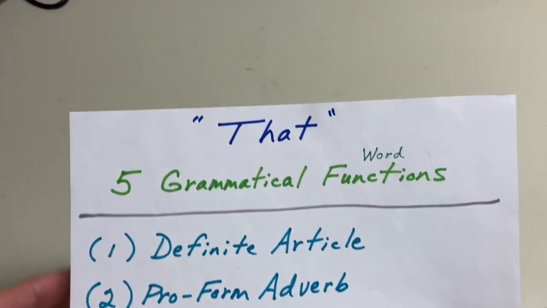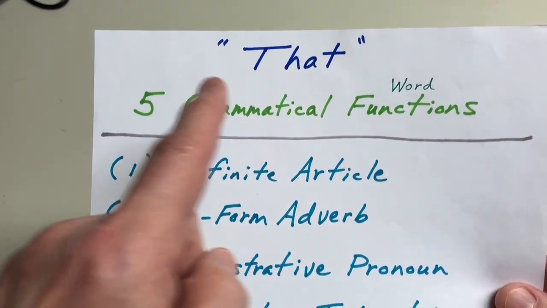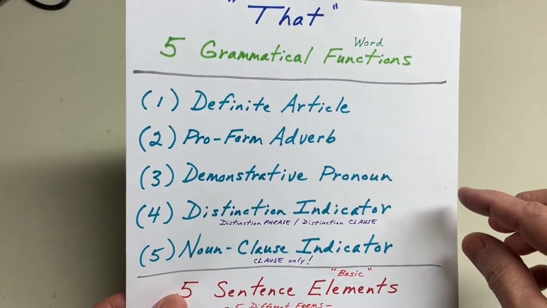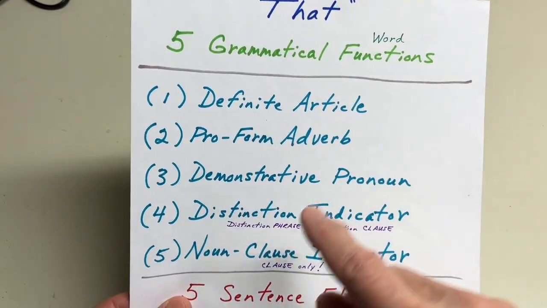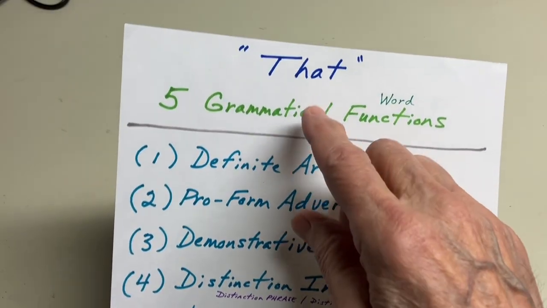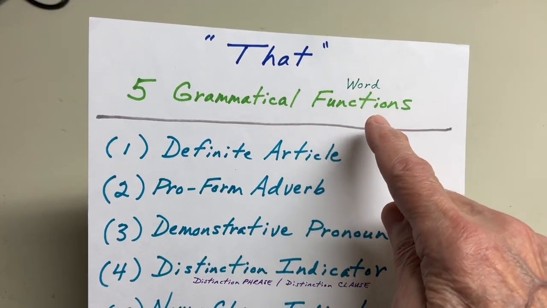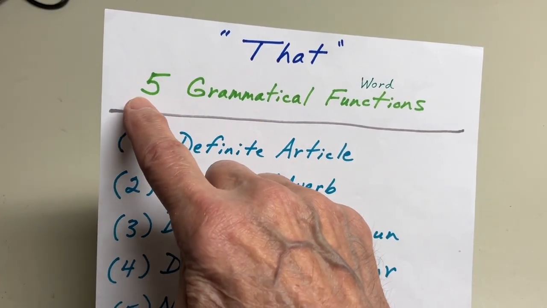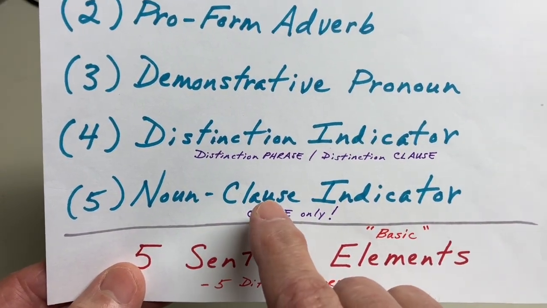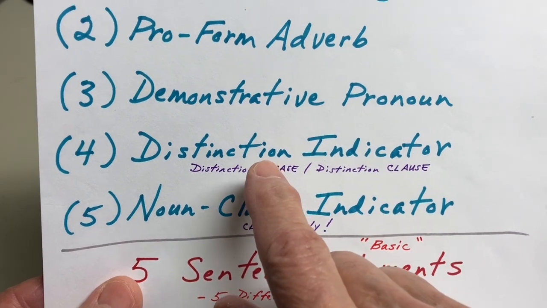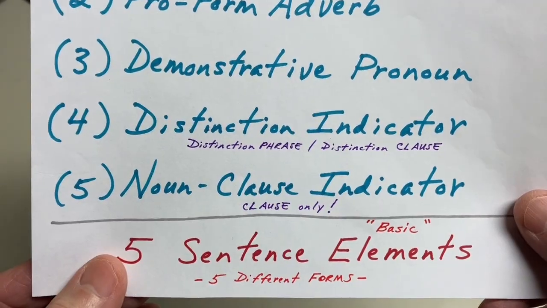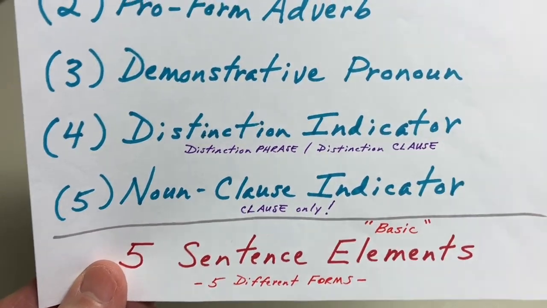So originally, I did an extensive study on the word that. And if you watched any of those videos, you would have seen that I refer to the word that as a distinction indicator, and it can be a noun clause indicator. In other words, I determined that the word that can have 5 grammatical functions, where most people don't think there are that many, but I think there's 5 grammatical functions for the word that. And one of them is noun clause indicator and distinction clause or distinction phrase indicator, okay? So we'll take a look at that because that's where the confusion might happen.